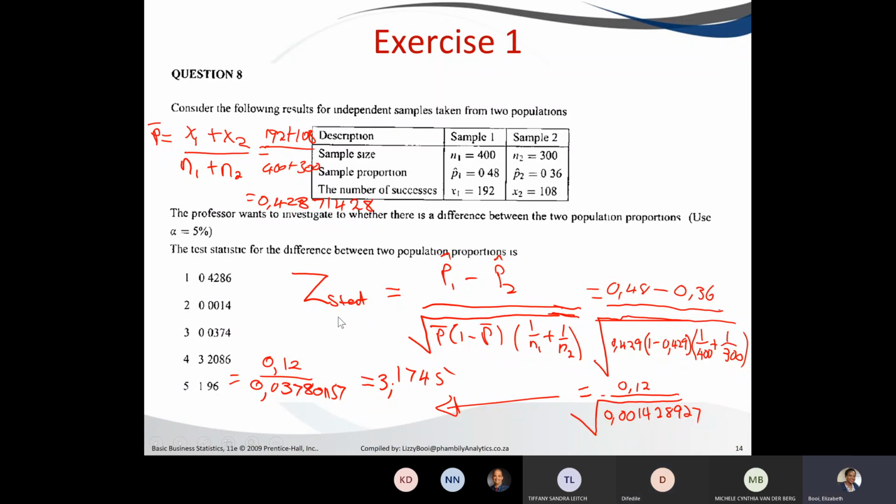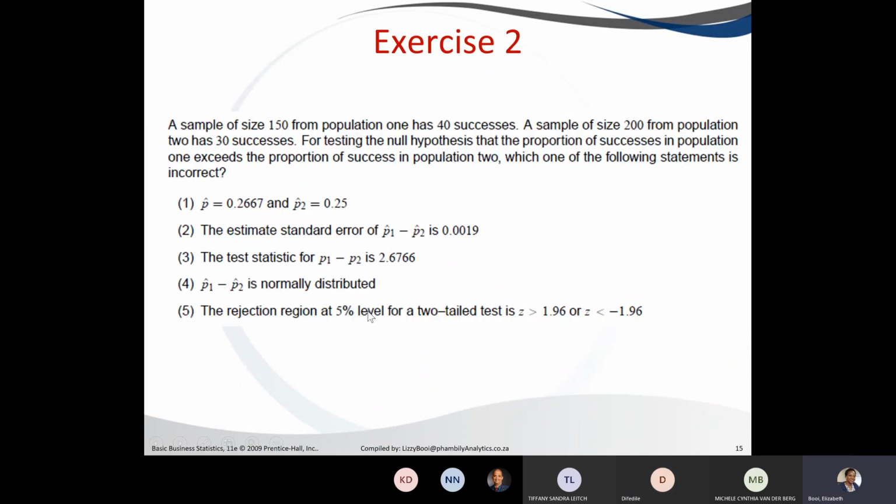It is 10 to or 5 to now. I'm going to give you one more exercise to do. And if you want to take a breather, you can take a breather. Then we'll come back at 6:05. At 6:05, we will then do this exercise and then continue with the interval estimation. So do this one as an exercise.